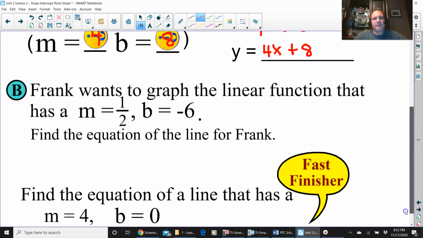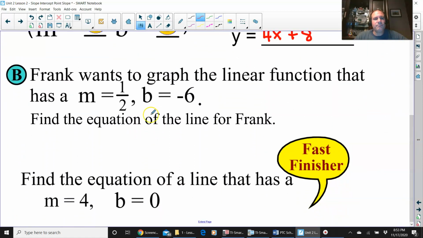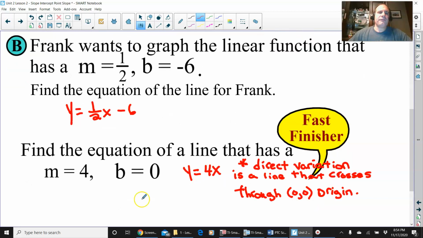Frank wants to graph the linear function. Go ahead and do B and the fast finisher. Do both of those. Find the equation of the line. Press pause now. Okay, hopefully you did get m equals a half and b equals -6. It's y equals a half x minus 6. This one right here, the fast finisher, very important. Please copy this down. You can press pause and just copy that down.